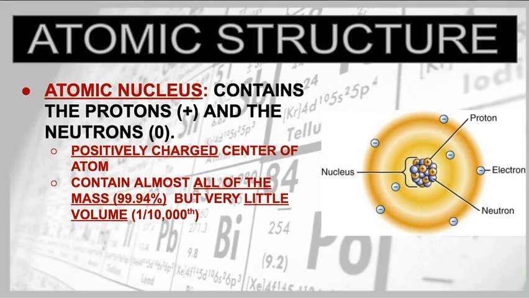Now, they are tightly packed together, so even though it's most of the mass for the atom, it's very little space. The nucleus doesn't take up as much space as the outside cloud around it. So when we talk about the nucleus of an atom, it contains almost all of the mass, but very little volume or space.